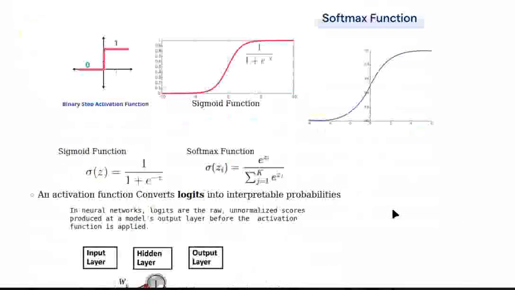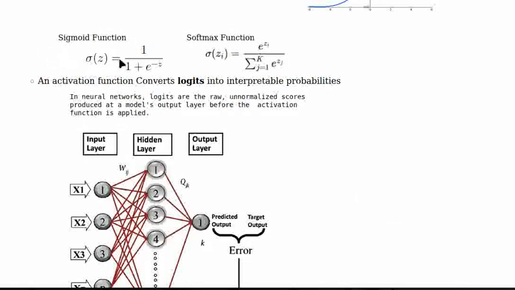Now this is the formula for the sigmoid function. We discussed this before, and this is the formula for the softmax function. The ci here is basically the same as the z here, but we have to sum over all the ci values raised to the exponent. And this ci is referred to as a logit.